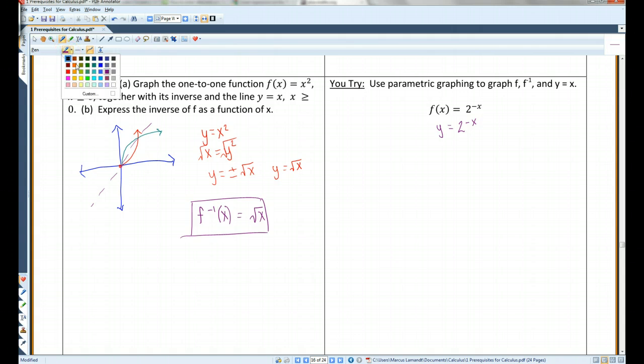I'm going to change colors. Let's see here. Let's use green. If you guys remember the log rule, it looks something like this. If you have b to the y equals x, then you have log base b of x equals y. That's the basic rule of logs. Okay, so this is what we have. I could switch it around to make it a little bit easier.